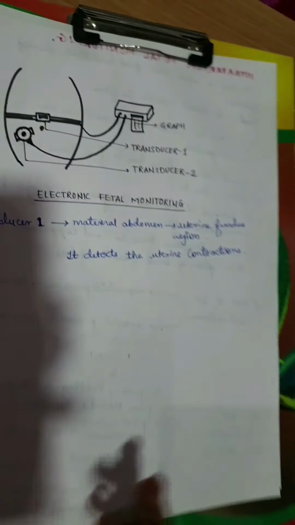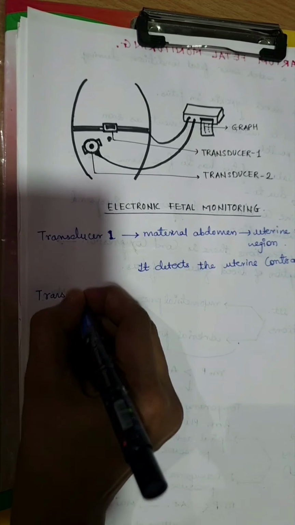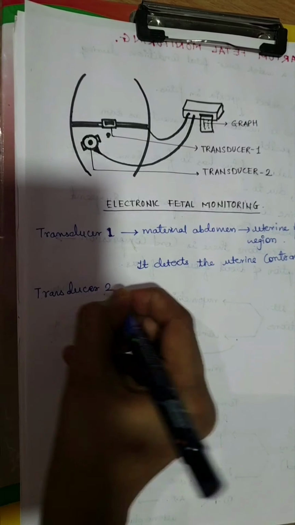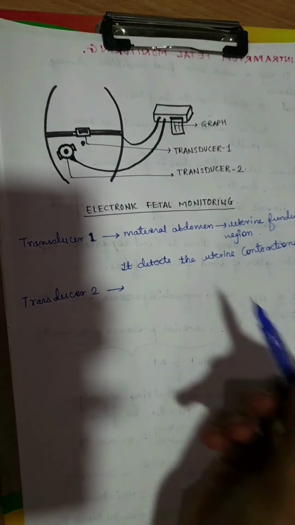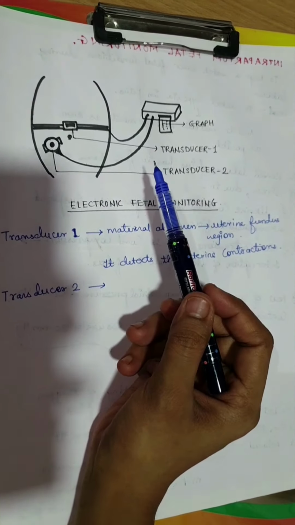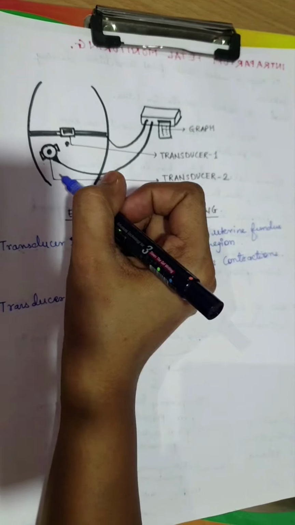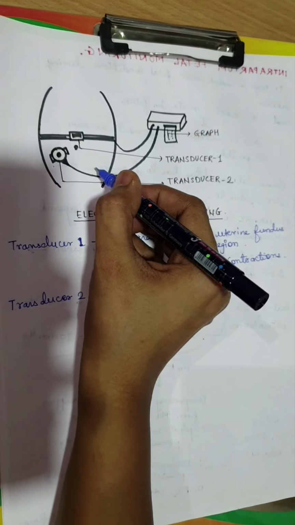It detects the intensity of the uterine contractions. Okay. Then the second transducer: we have to first auscultate the fetal heart rate with the stethoscope or through the Doppler, and then we have to put a transducer at that region. It might be in this region or in this region.